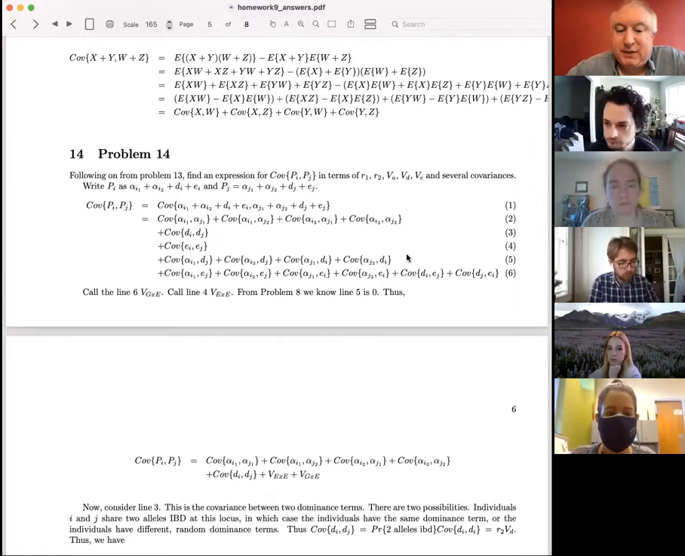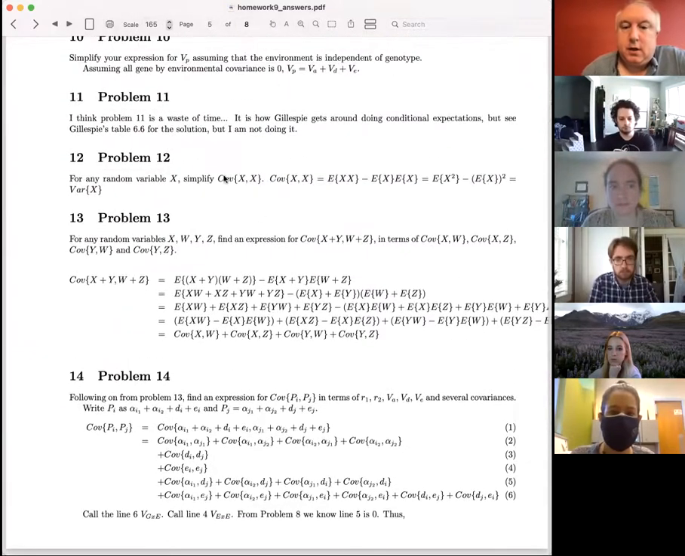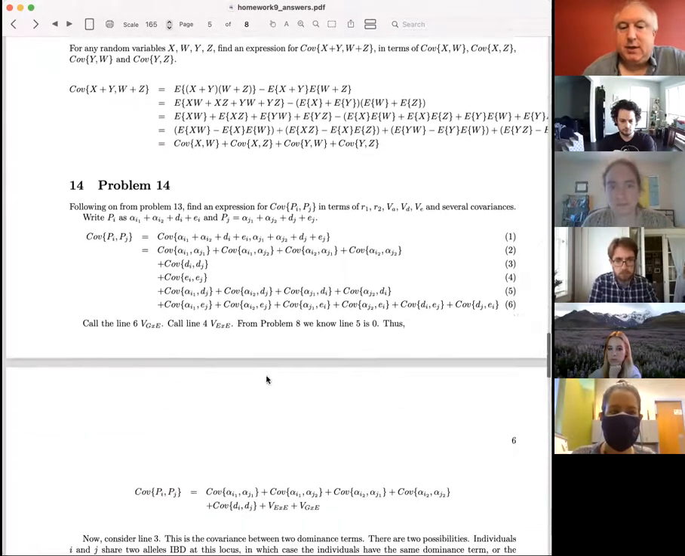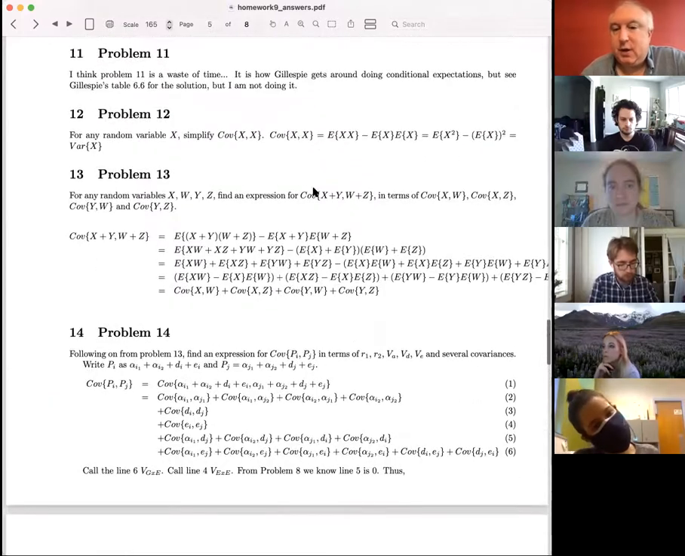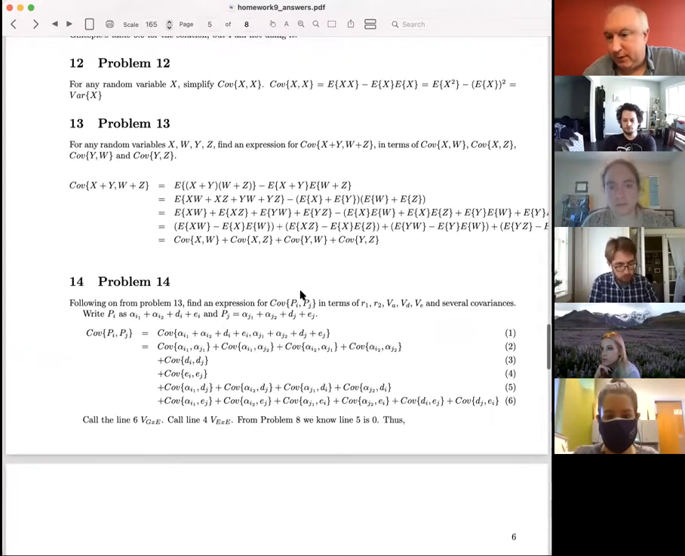That should make sense to you, hopefully, if we've done this right. And the reason we had you do this is that this problem, the key problem in quantitative genetics, uses over and over and over again the covariance between a sum or the individual covariances.